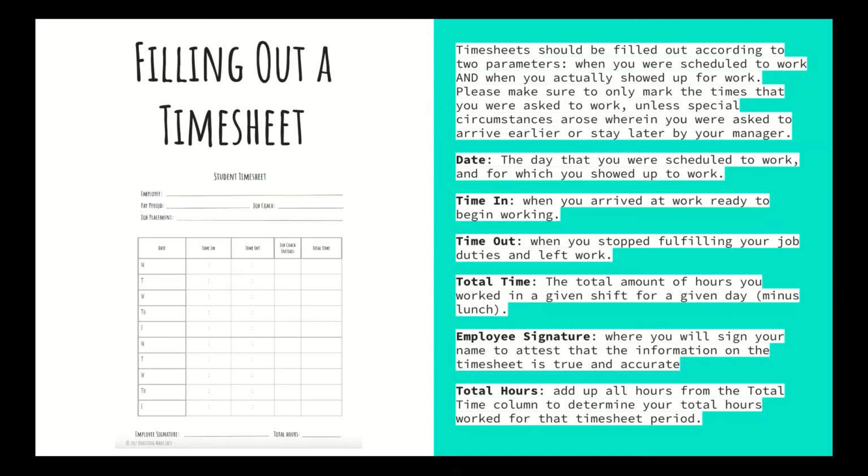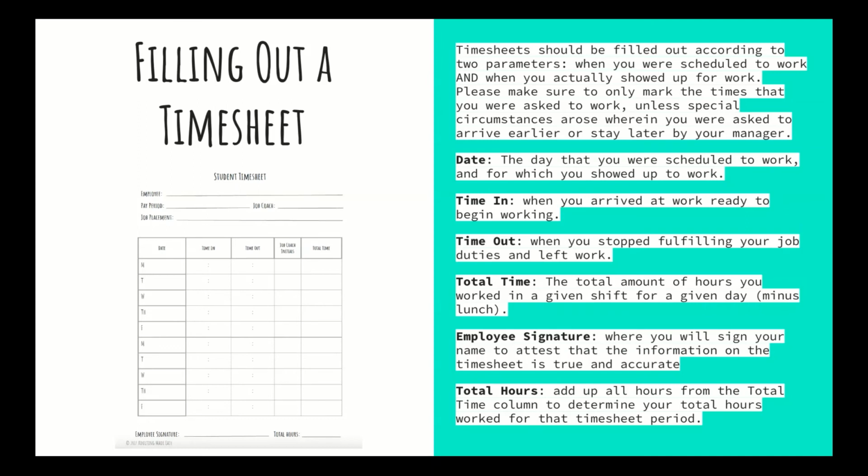It's okay to go above and beyond your scheduled time as long as the appropriate authorities, your boss, manager, whoever is in charge, your supervisor, know and agree to that. Then you can change the time on your timesheet to reflect that you arrived earlier and were working an hour earlier, or you stayed later and worked later than your scheduled shift.